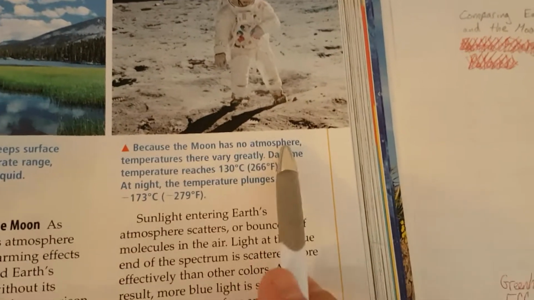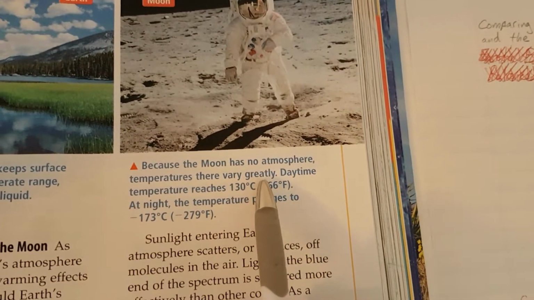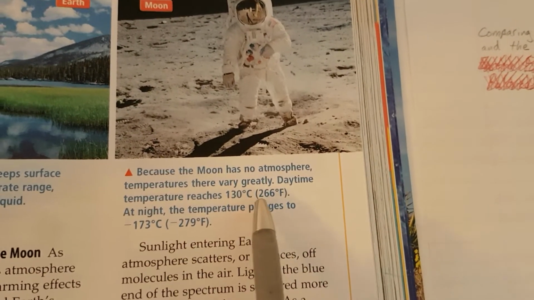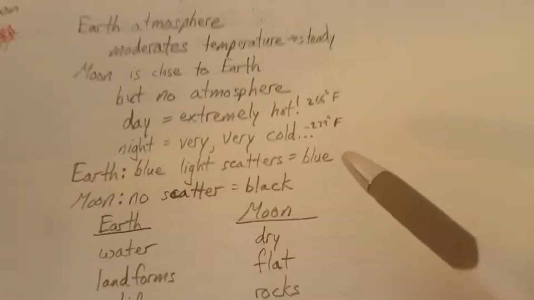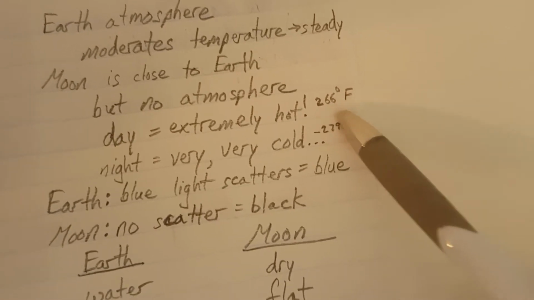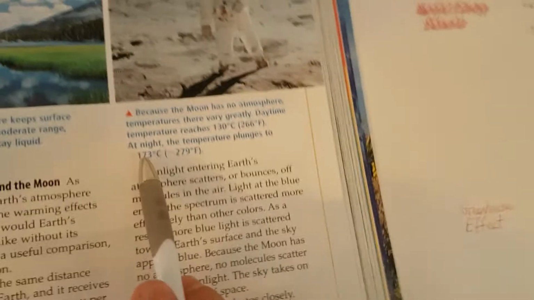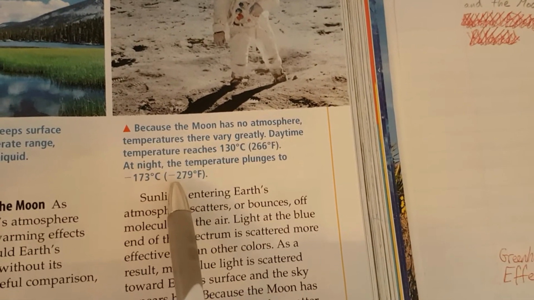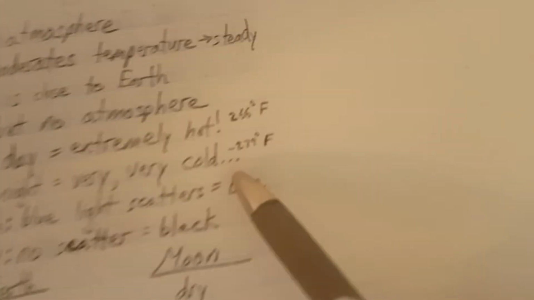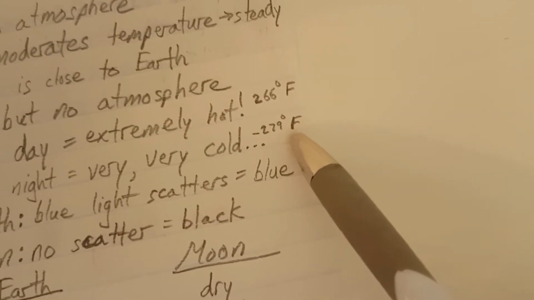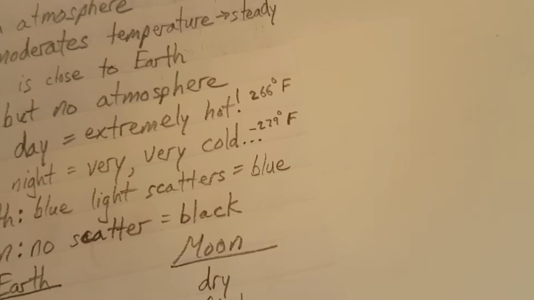Okay, now, because the Moon has no atmosphere, temperatures there vary greatly. Daytime temperatures reach 130 degrees Celsius or 266 degrees Fahrenheit. Since we deal with Fahrenheit, I put that 266 degrees Fahrenheit. That's hotter than boiling water. At night, the temperature plunges to minus 173 degrees Celsius or negative 279 degrees Fahrenheit. That is way colder than freezing. Freezing is only 32 degrees Fahrenheit.